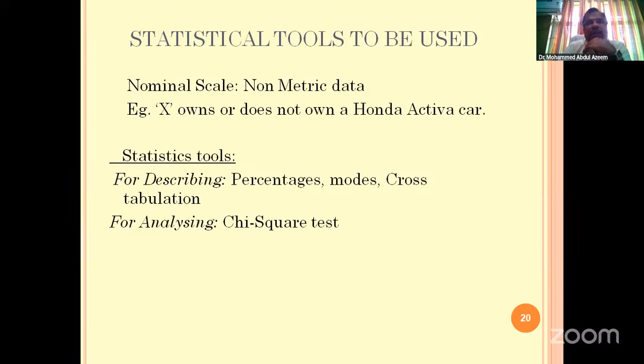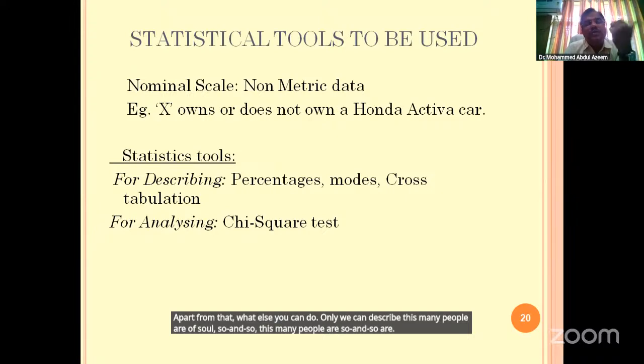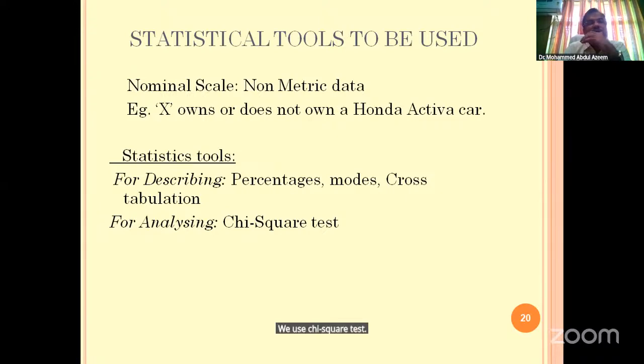You say income and car. Income is independent of purchasing capacity of the car, or income is dependent on the type of car, which car you own: SUV, economy car, two options. Type of car is independent of the income. We use chi-square test. Apart from that, what else you can do? Only we can describe this many people are of so and so, or we use chi-square test. Here we cannot use t-test, ANOVA or anything.